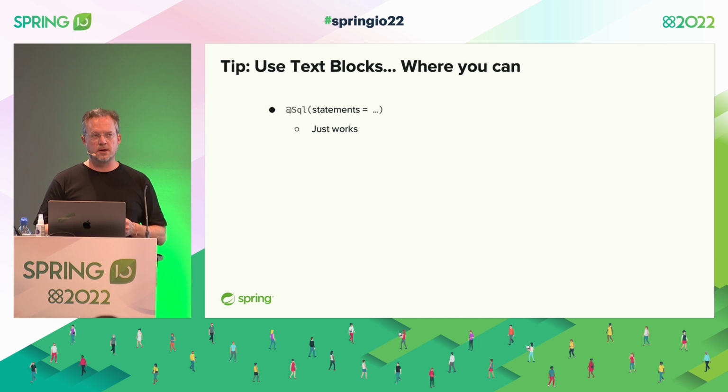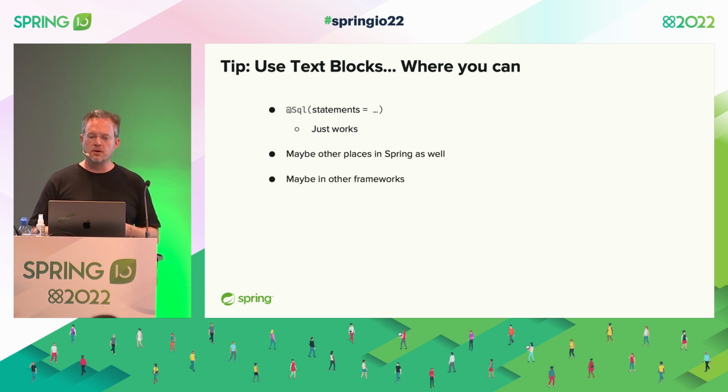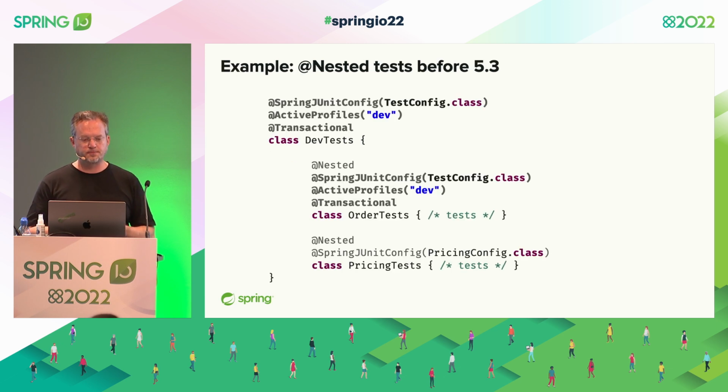If you tried something like @TestPropertySource, that won't work because I built in code there that verifies that it's only one statement or one property that you're setting there. So again, just try stuff out, see if it works. Maybe in other places in Spring as well, or maybe in other frameworks that you're using. Just give it a try, see how it works.